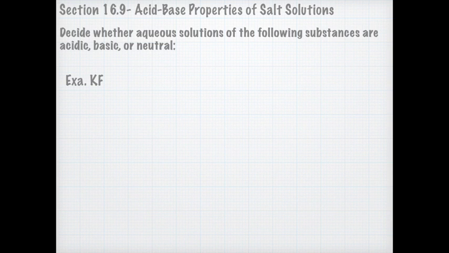Well, if you think about it, the potassium had to come from potassium hydroxide because that's where your metal comes from. And then the fluorine had to come from hydrofluoric acid, because that's where your anion comes from. So the reaction that occurred was potassium hydroxide reacting with hydrofluoric acid, and that produced water and your salt, which was potassium fluoride.